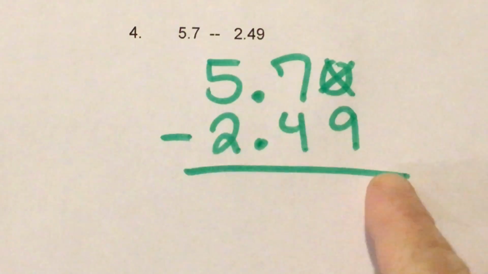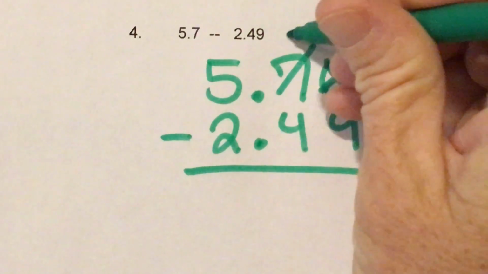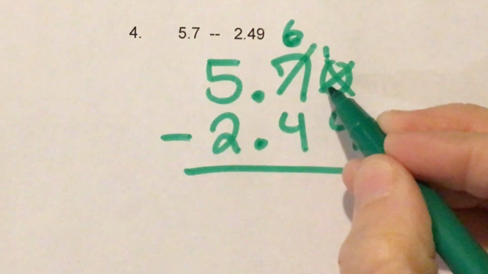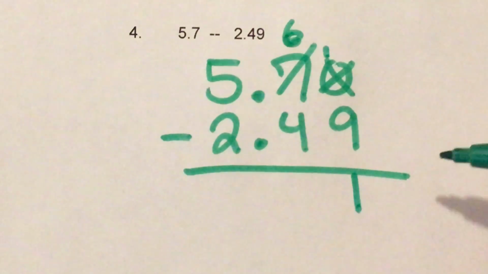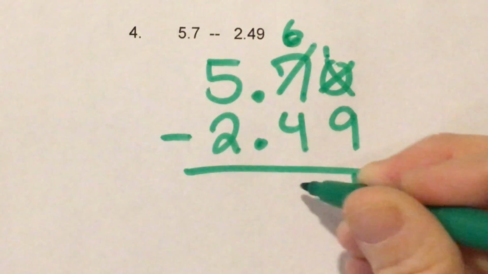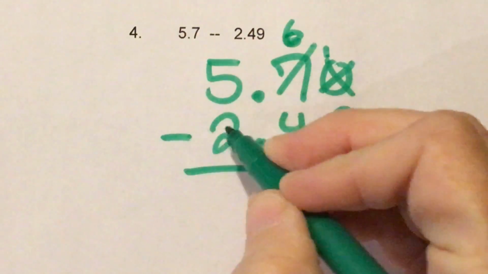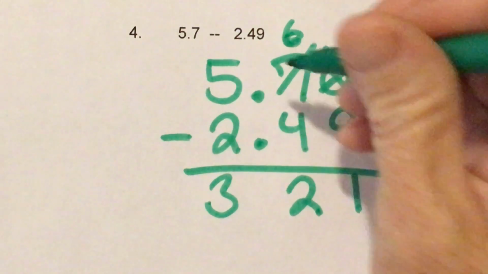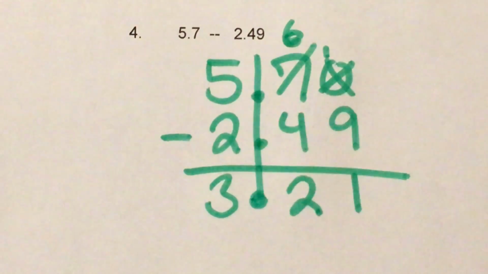So 0 take away 9 can't happen, so I'm going to borrow. This becomes a 6 and that becomes a 10. So 10 take away 9 is 1. 6 take away 4 is 2. 5 take away 2 is 3. And then step 5 is I'm going to bring down my decimal using a line.